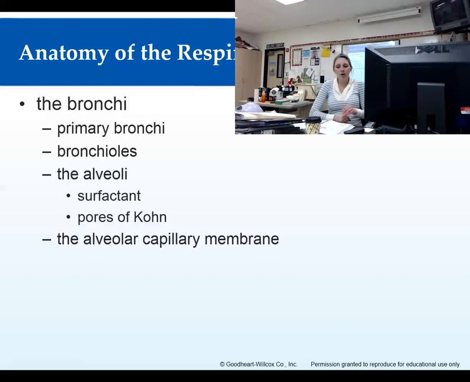Okay, bronchioles. From the primary bronchi, the right and left bronchi, it splits up, and then those branches get smaller and smaller and smaller. Notice in the picture, you have secondary bronchi, tertiary bronchi, so it gets smaller and smaller. Then you have bronchioles, and bronchioles are very tiny little tubes that air travels through.